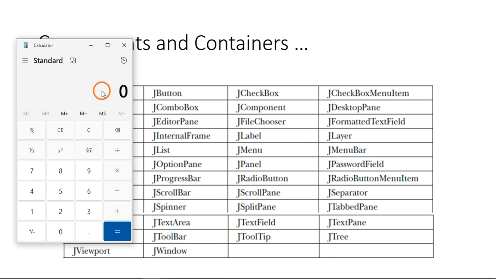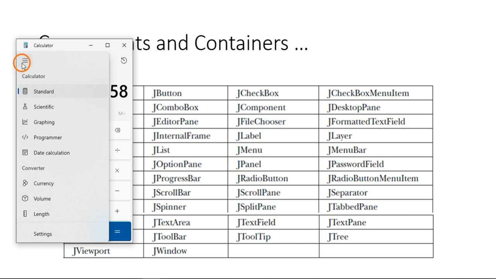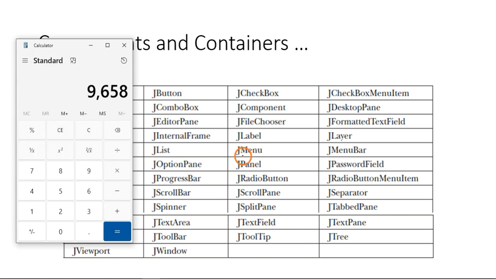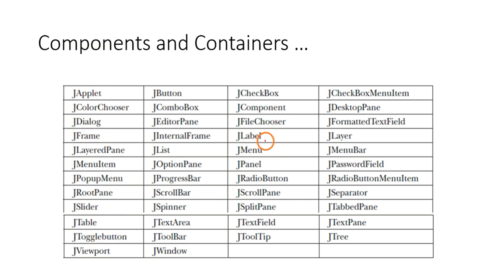And this box here, which is showing the numbers, is an example of JTextField. This is an example of a menu, which you can create using JMenu. And this is a label, which you can use for creating labels. Those are some examples.